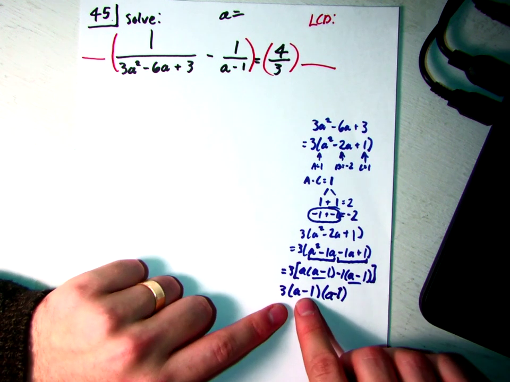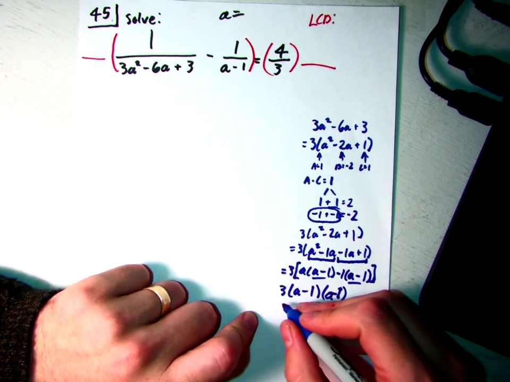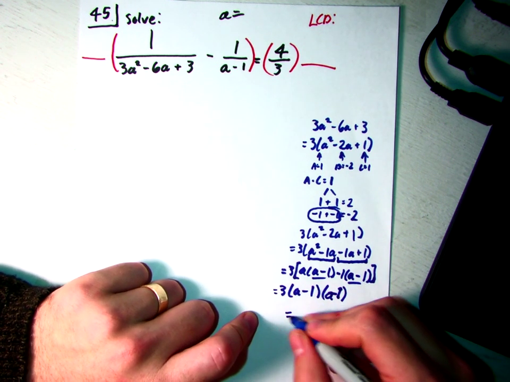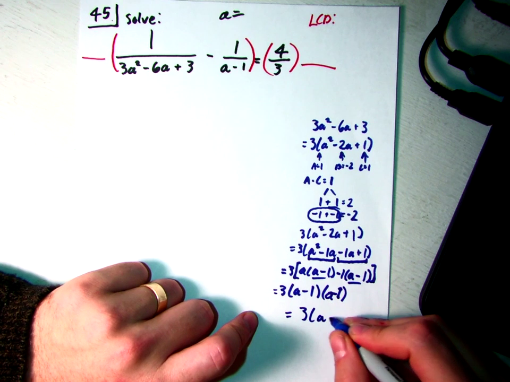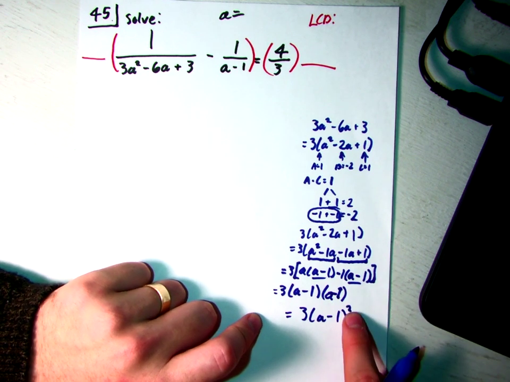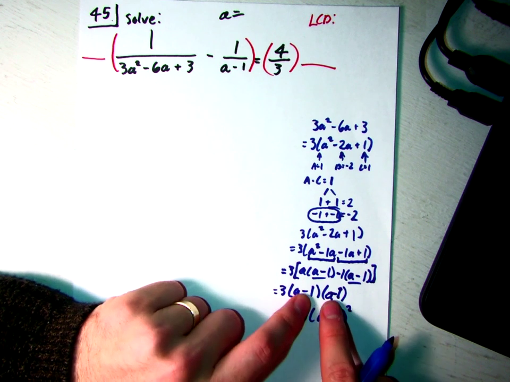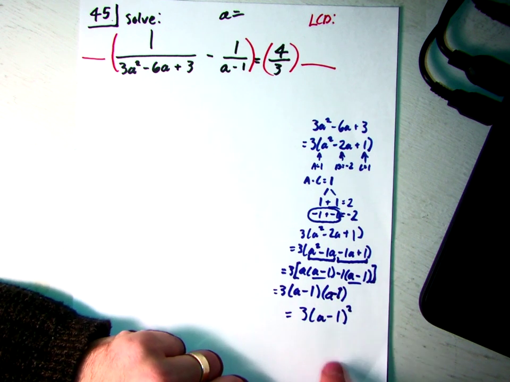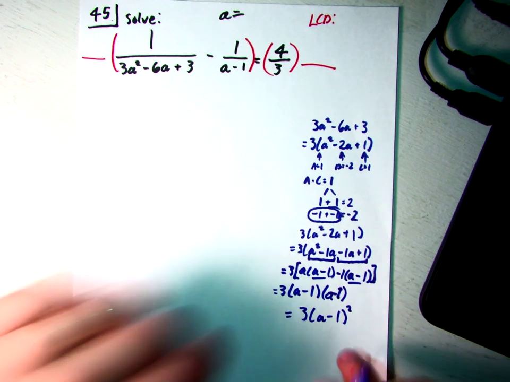Now look at this. I've got 3 times a minus 1 times a minus 1. Something times itself, you can write that as squared, can't you? So if I took a minus 1, I just squared it. That means a minus 1 times a minus 1, which is what I have here. So these are 2 different ways to write the same group of factors.